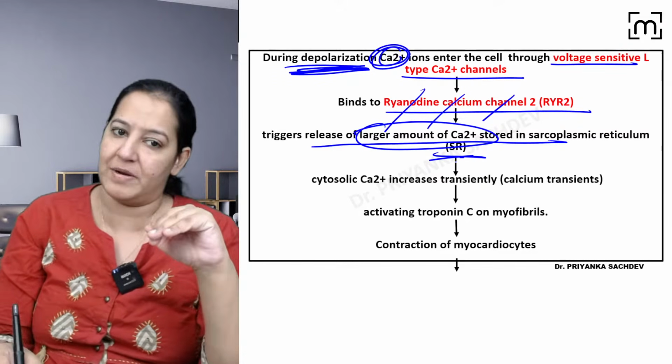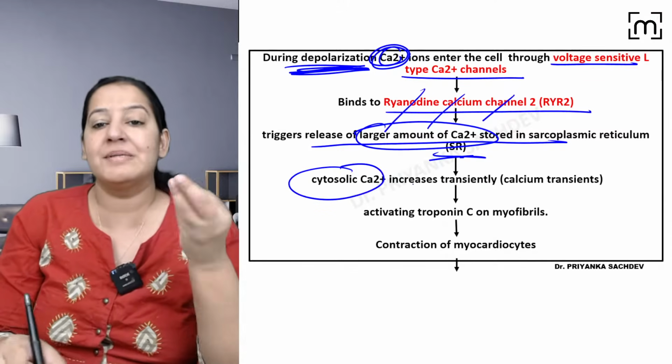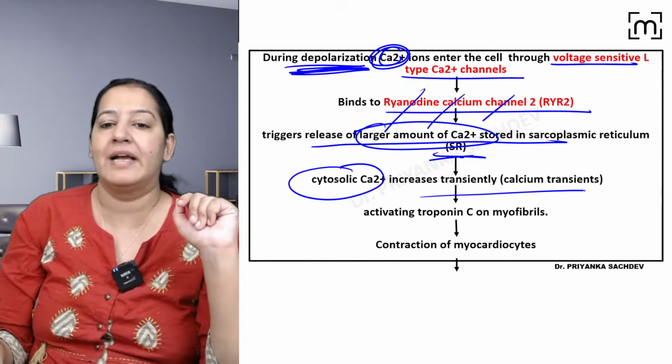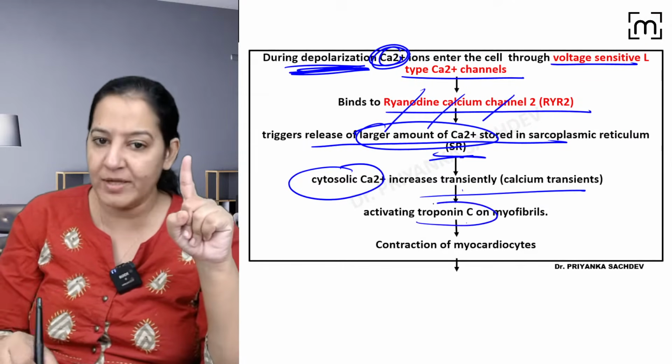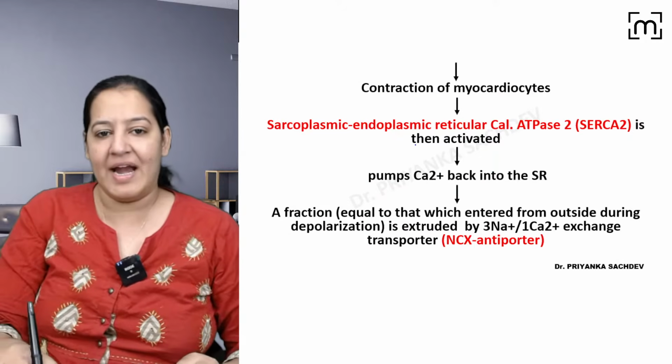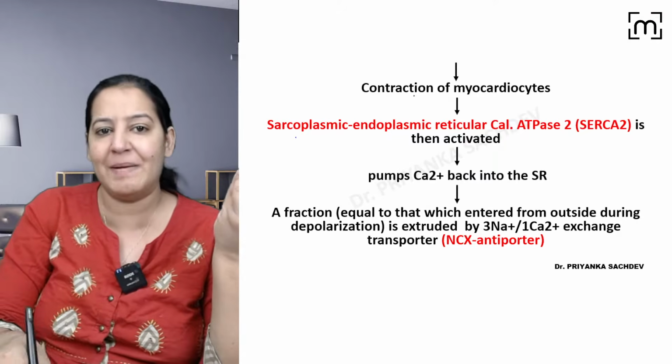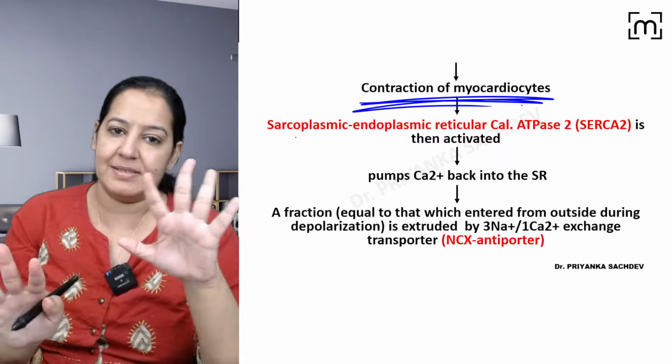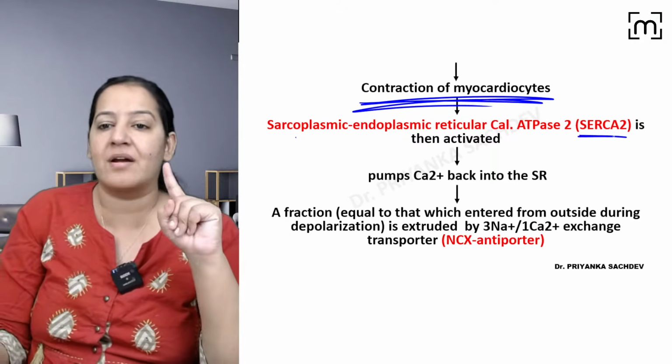99% will come into the cytoplasm. So basically, the cytoplasm is flooded with a calcium transient. This will go to troponin, stimulate troponin, and it will go to actin and myosin, and actin-myosin contraction takes place. This is how contraction takes place. Immediately after contraction, SERCA is stimulated.